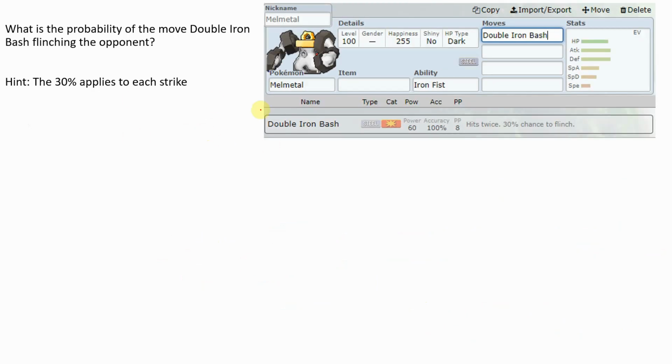I'm not going to do this one, but this is the new thing they've introduced. So a new Pokemon, Melmetal, has got a move called Double Iron Bash. It has a 30% chance to flinch and it hits twice, and a 30% applies to each strike. So if you set up the tree diagram like we did on the last slide, you can try it yourself, you'll get to 51%, which is also really cool.